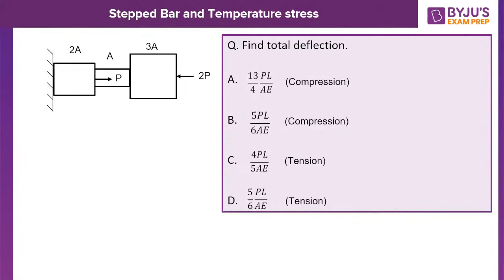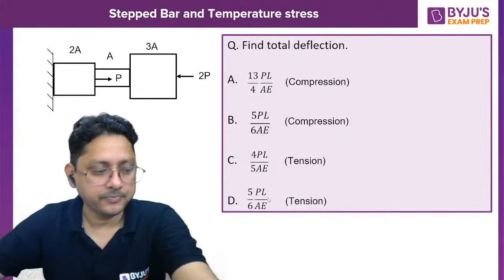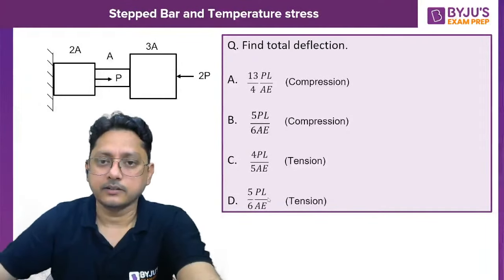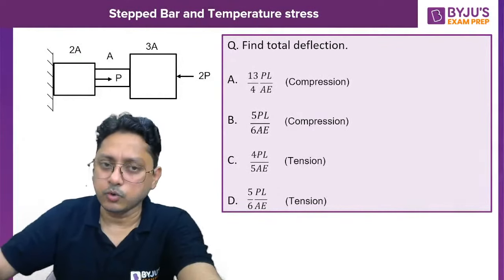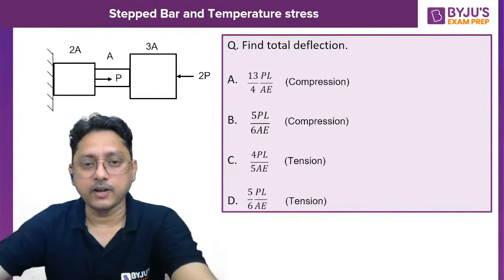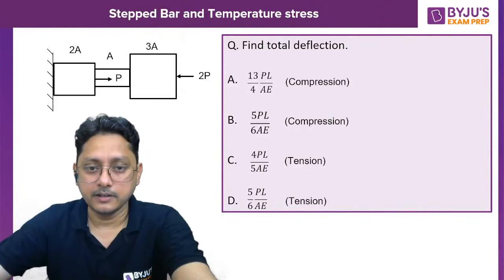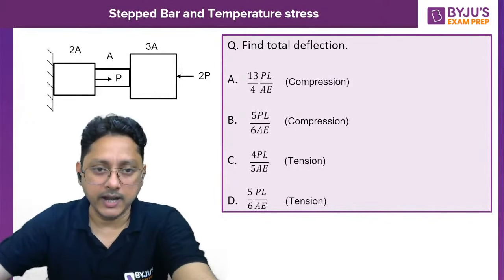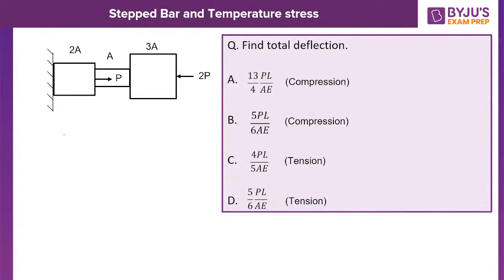Next one. This is one of the problems you can solve. How to solve this problem? Find the total deflection. What will be the total deflection here? For finding the total deflection, once again I'll say we first draw the free body diagram, isn't it? So draw the free body diagram for each individual block.